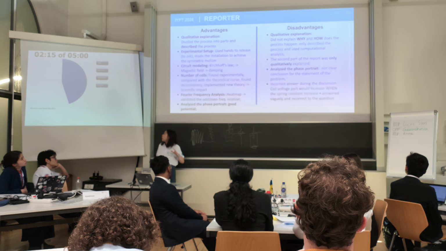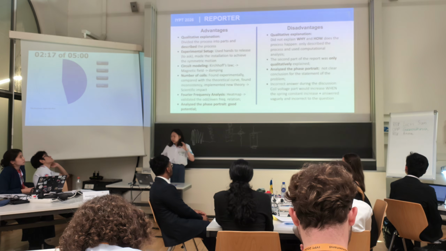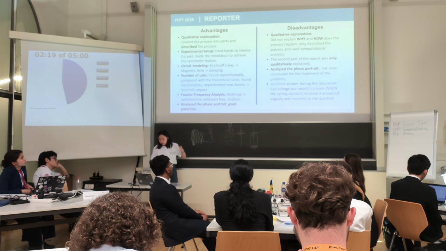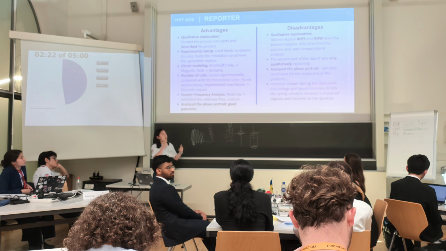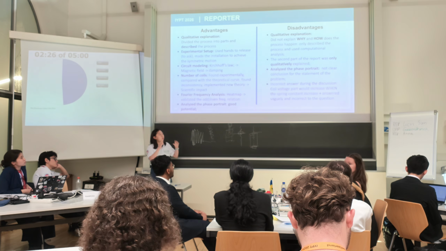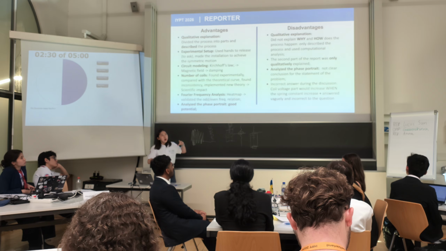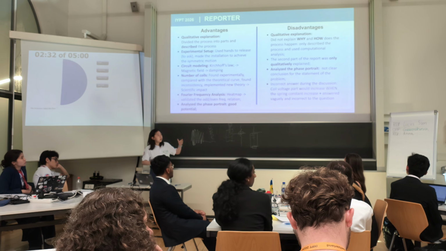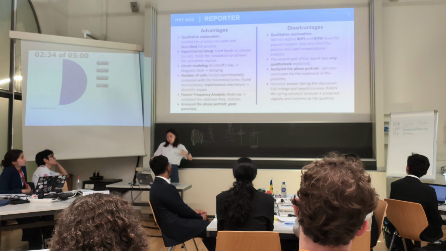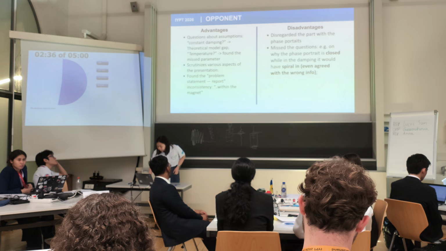Then there was one incorrect answer. They said that the part with the derivative of the current would increase when the spring speeds up. However, we believe that the part with the acceleration would actually increase, so it was kind of messy.